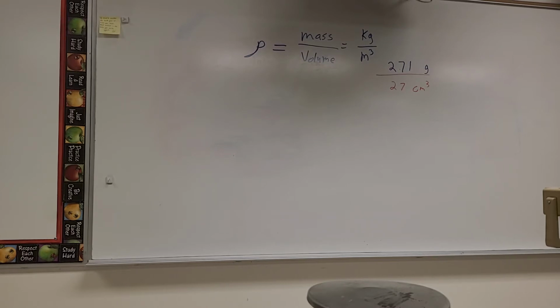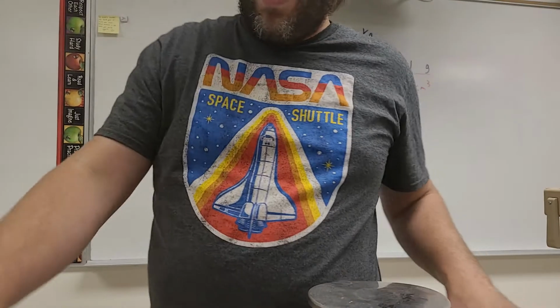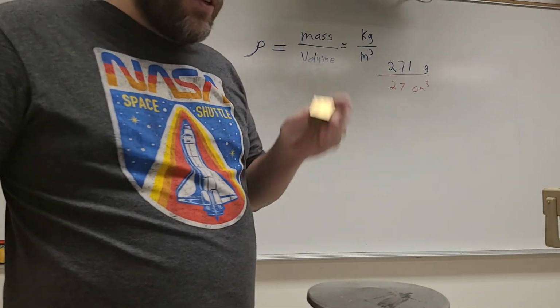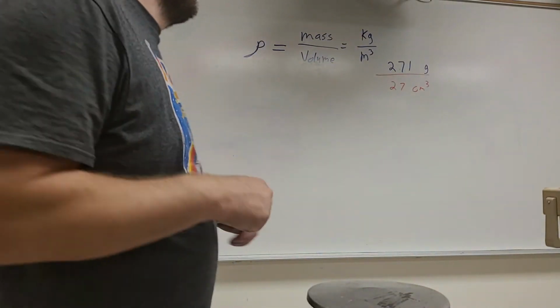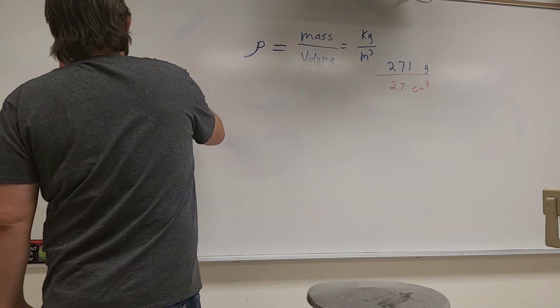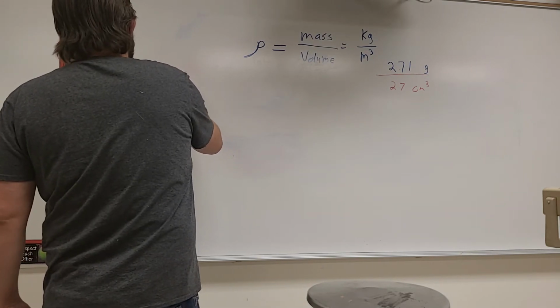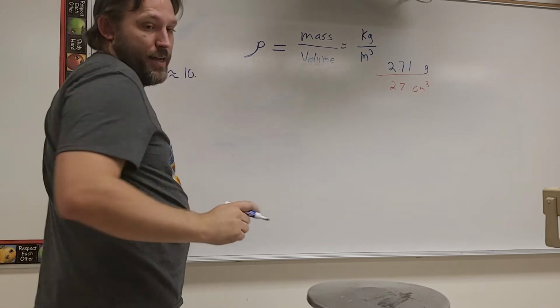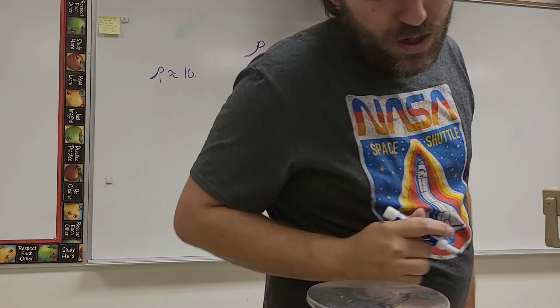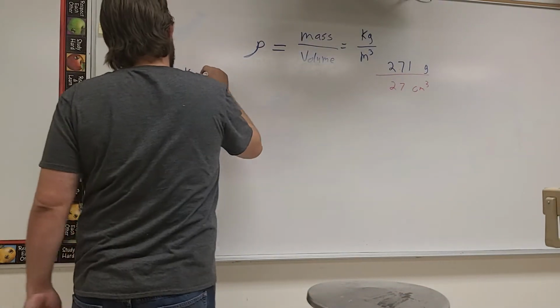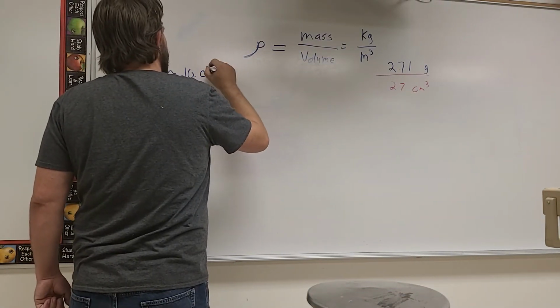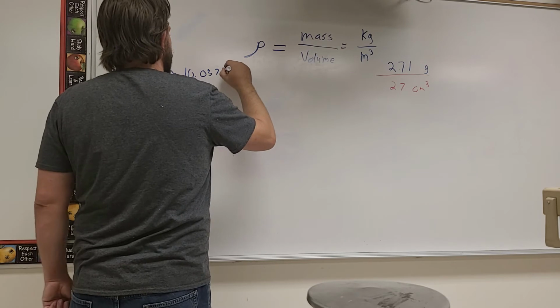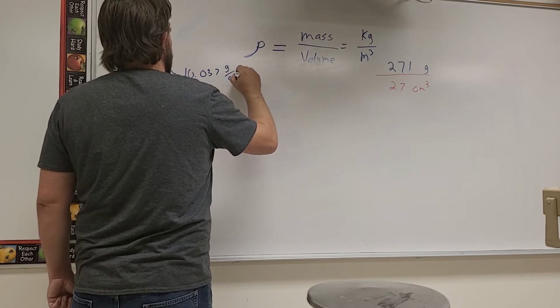Okay, so it's not a perfect thing. So my guess is it is a slightly heavier brass. And so using this method, we'll keep this in our minds. We have a density, let's call it density 1, of approximately 10.0377 grams per centimeter cubed.